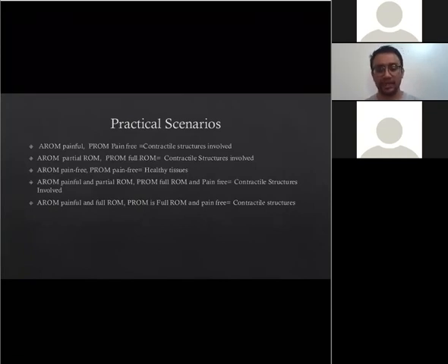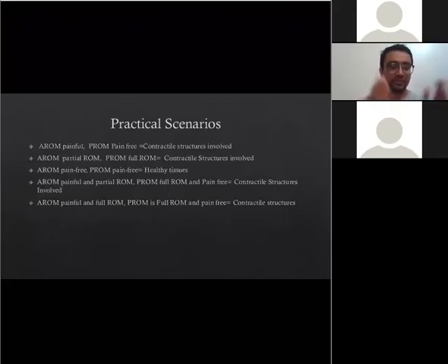Let's combine another scenario. Active range of motion is painful. Okay, guys, remember, active range of motion is painful. When the patient is lifting the shoulder, he says it hurts. And the range of motion is just partial. He cannot go all the way up. He stops right there. When the patient is moving the shoulder, active range of motion is painful and partial. Now, when you do it passively, the range of motion is full and there is no pain.